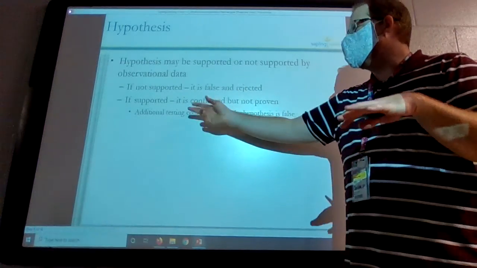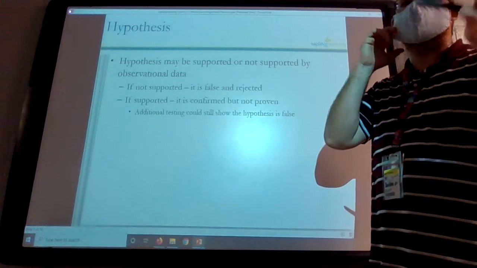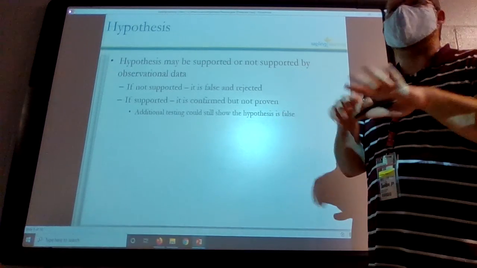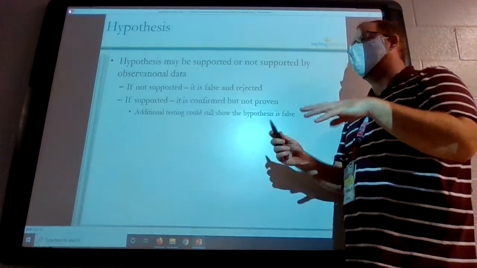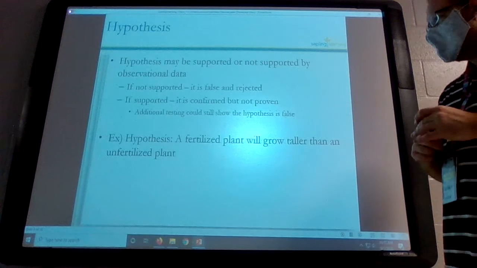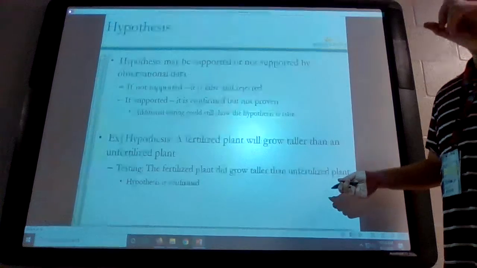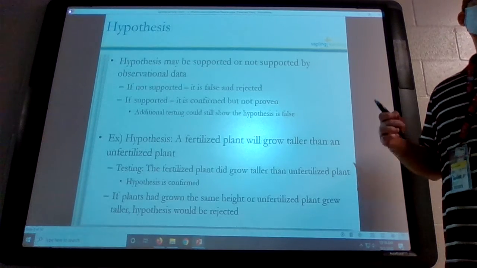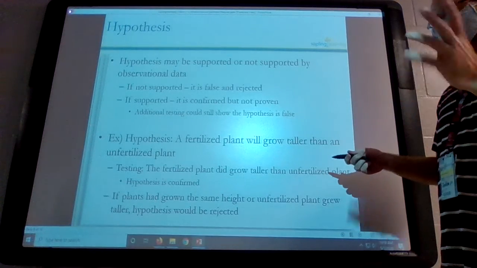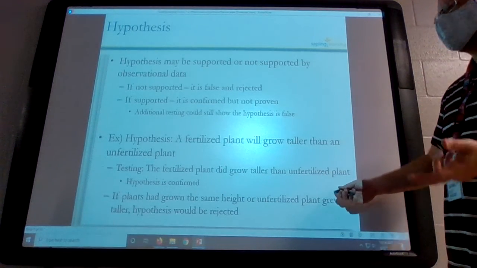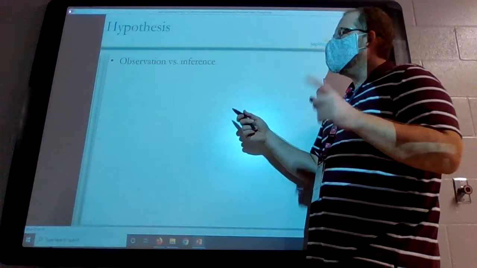In science, if it's confirmed, you've got to do additional testing. You've got to keep doing it to prove that it wasn't just a fluke, to get extra data, because not every test is going to come out exactly the same. So you've got to get a long list of data to make sure that your hypothesis is supported. A fertilized plant will grow taller than an unfertilized plant. You can do it with just one plant, but if it works, you want to do it with maybe 10, 20 plants, or do it several different times in a growing season to make sure that you're getting the right data down. So now, observation versus inference.